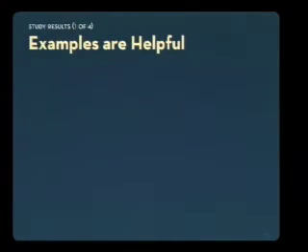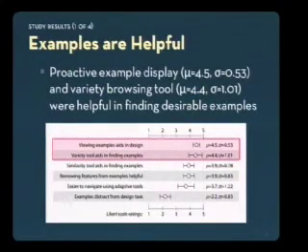And so let me describe the results, 4 items here. And the first result that we found is that, in general, users found the examples helpful. So users rated the proactive display of examples and the variety browsing tool, the ability to see varieties of examples along a given design axis, to be helpful in finding examples that they actually wanted to see.